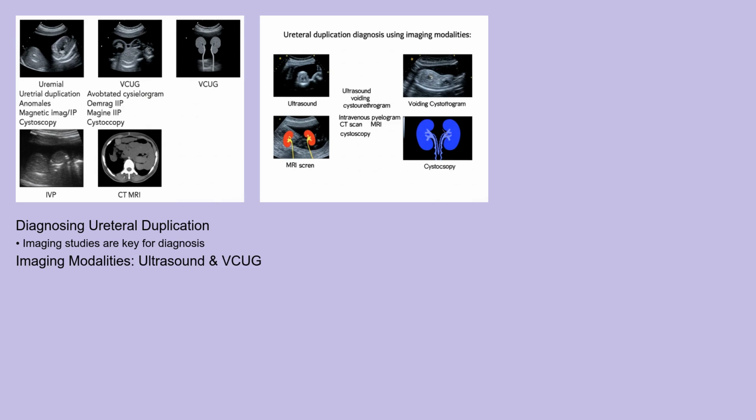CT scans and MRI scans provide more detailed anatomical information and are particularly useful in complex cases or when other imaging is inconclusive. Cystoscopy, where a small camera is inserted into the bladder, allows direct visualization of the ureteral orifices and can help identify ureteroceles or ectopic insertion sites.